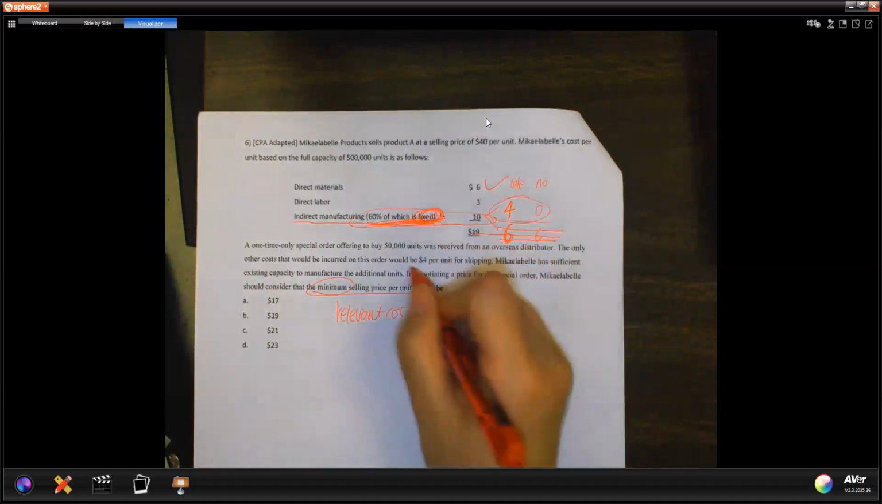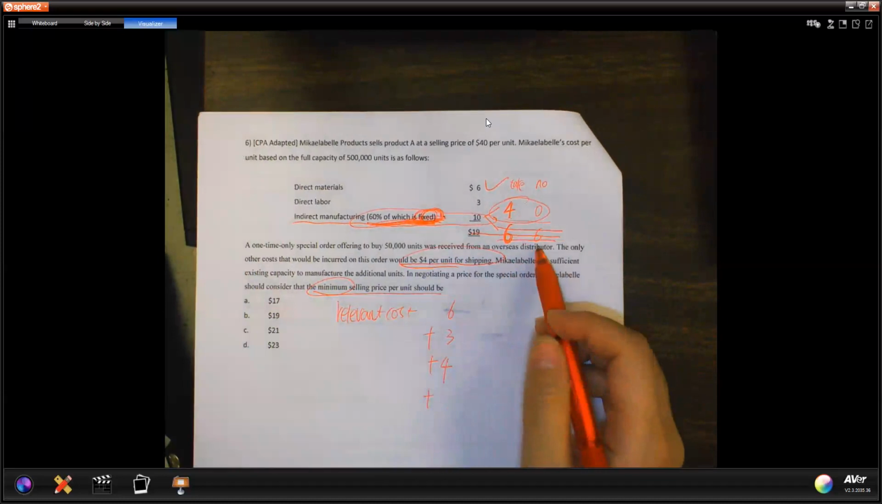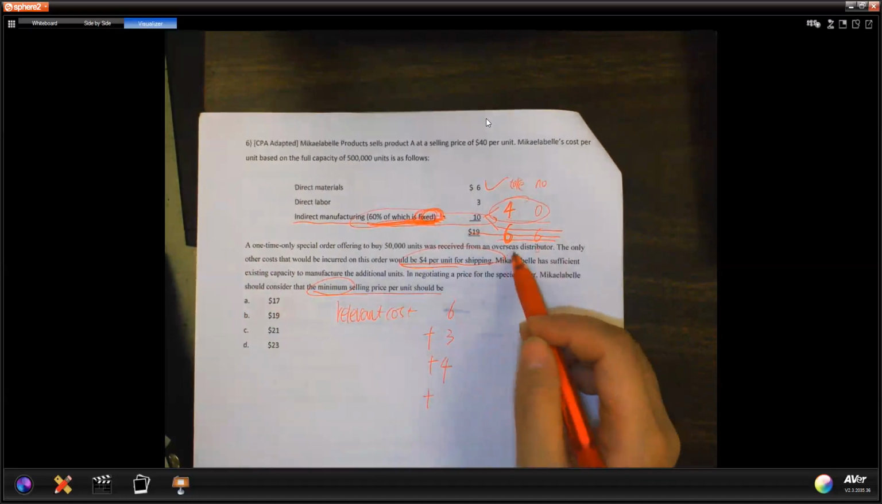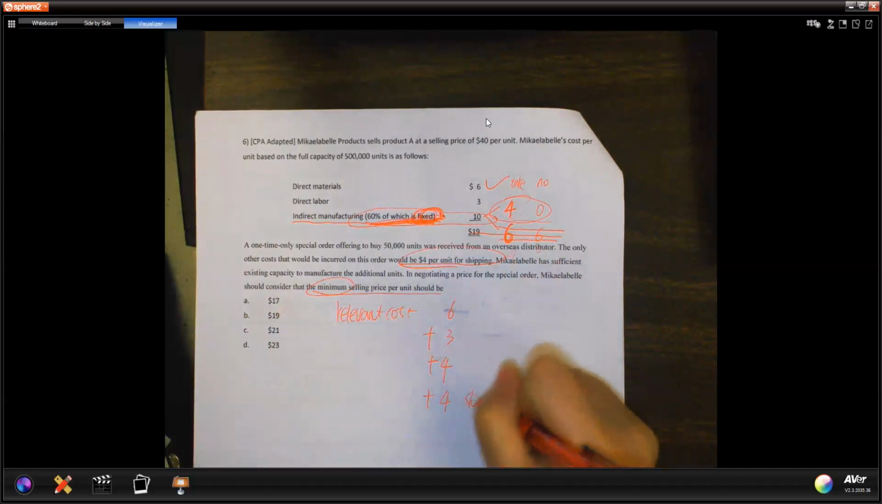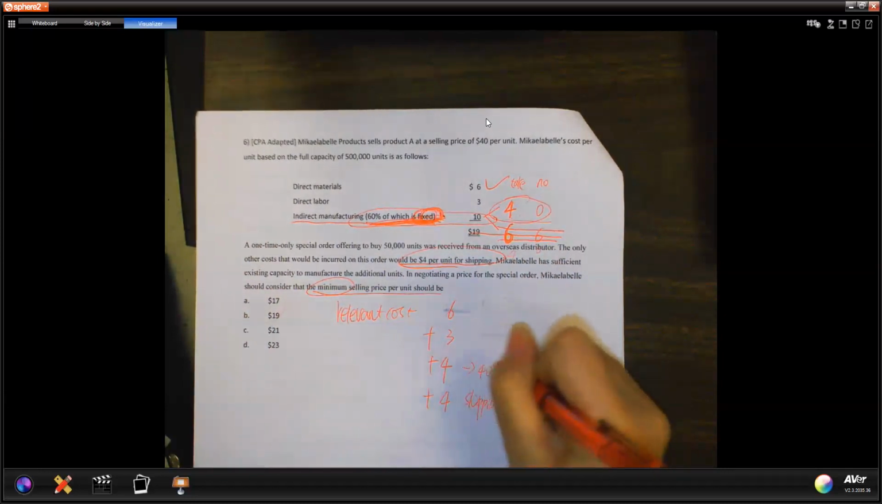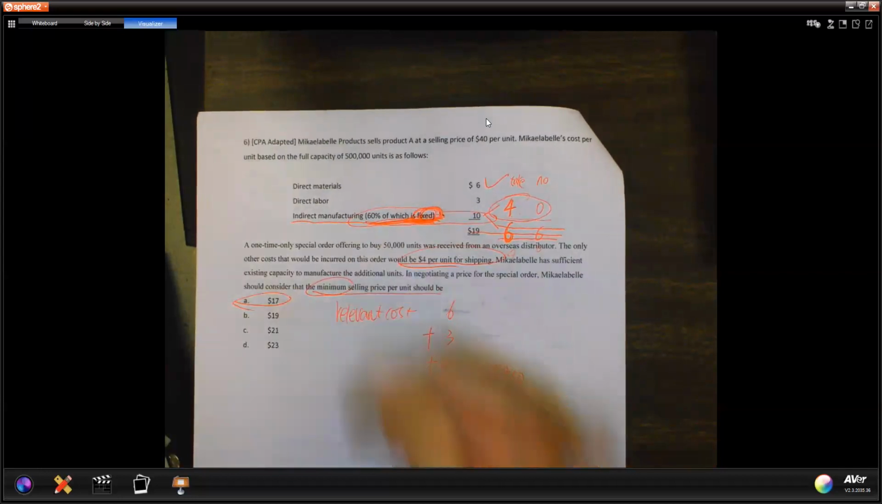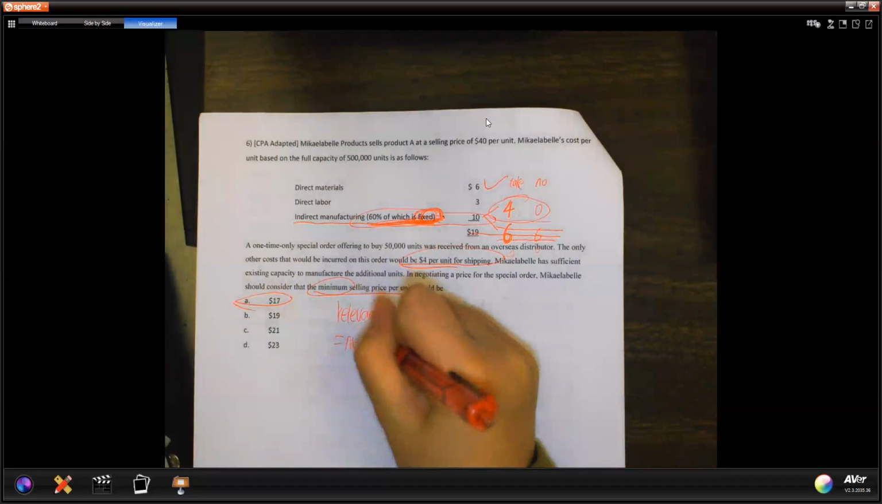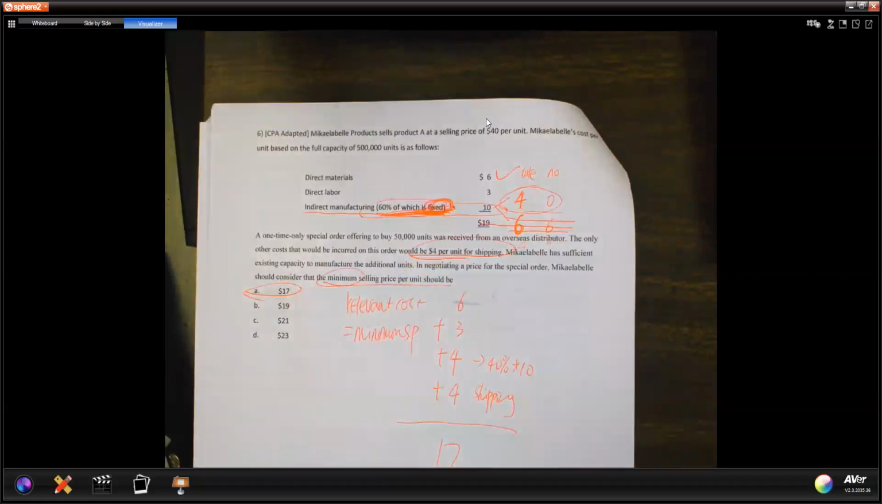And then the question also said that you have to spend an extra $4 as the shipping, right? Because if you don't take it, you don't need to pay shipping, it's 0. You take it, the shipping is $4 each. So now this $4 is the shipping. This other $4 is the 40% of the $10 indirect manufacturing cost. So if you add all this, you should be able to get the relevant cost, which will be our minimum selling price, $17 each.